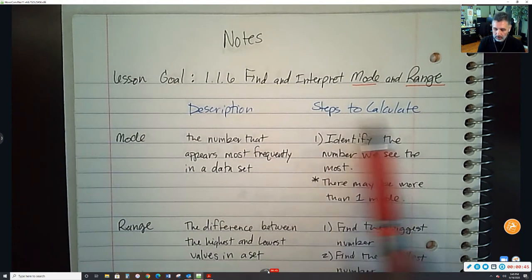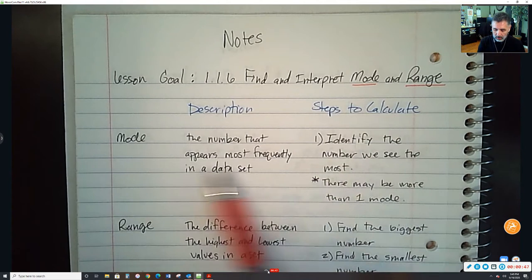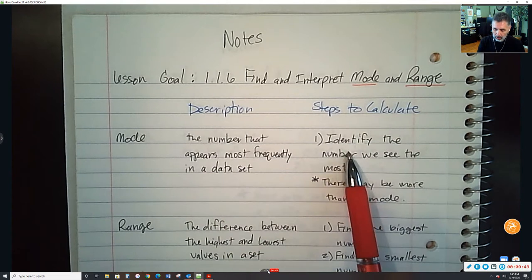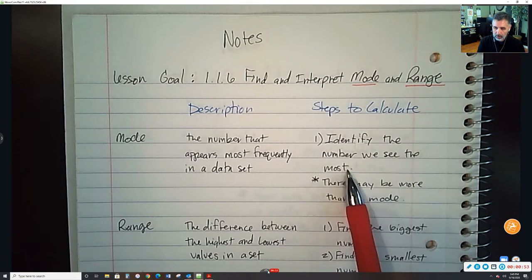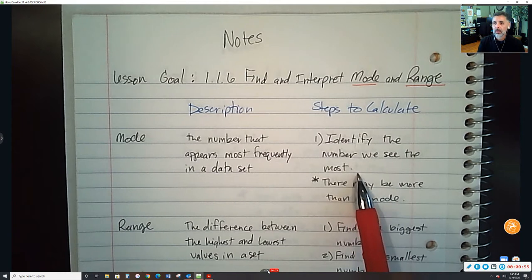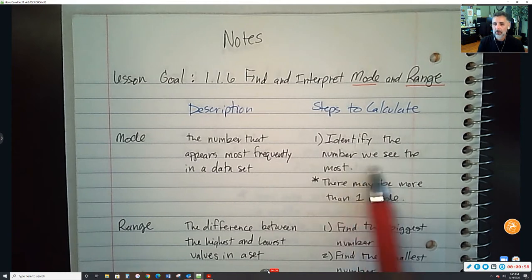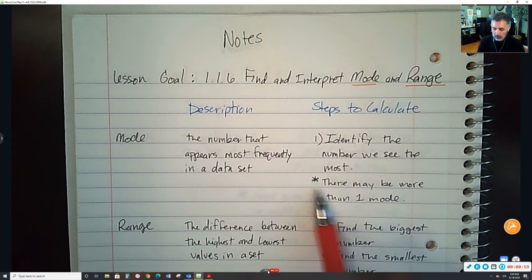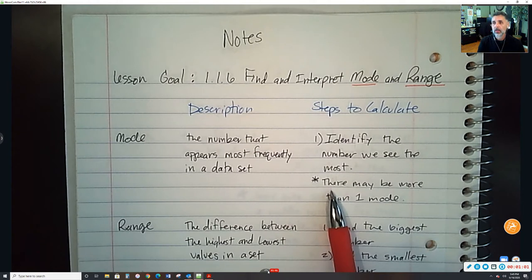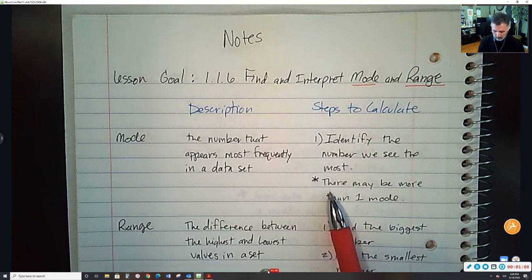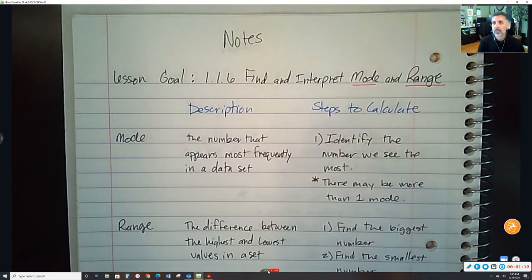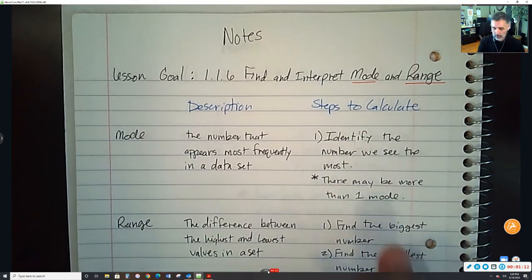And then steps to calculate the mode. It's pretty simple. All you have to do is identify the number that we see the most. That's it. Just look for the number that appears the most. There is one thing though, there could be more than one mode. We could have like 2 or 3 modes actually. Okay, and we'll have a set down at the bottom where this happens.